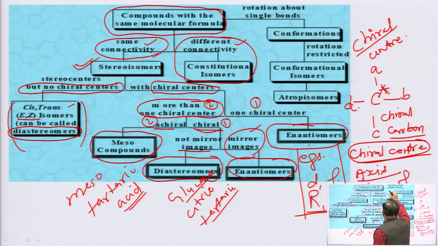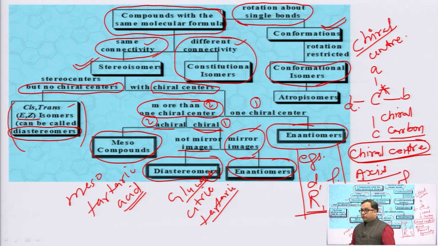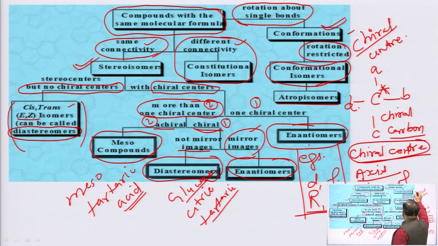Now, if we go for a rotation around a single bond, this type of rotation is called conformation, and the isomers are called conformational isomers. If we restrict the rotation, the phenomenon is called atropisomerism. So, what are atropisomers? They are restricted conformational isomers, exhibiting the phenomenon of conformational atropisomerism.